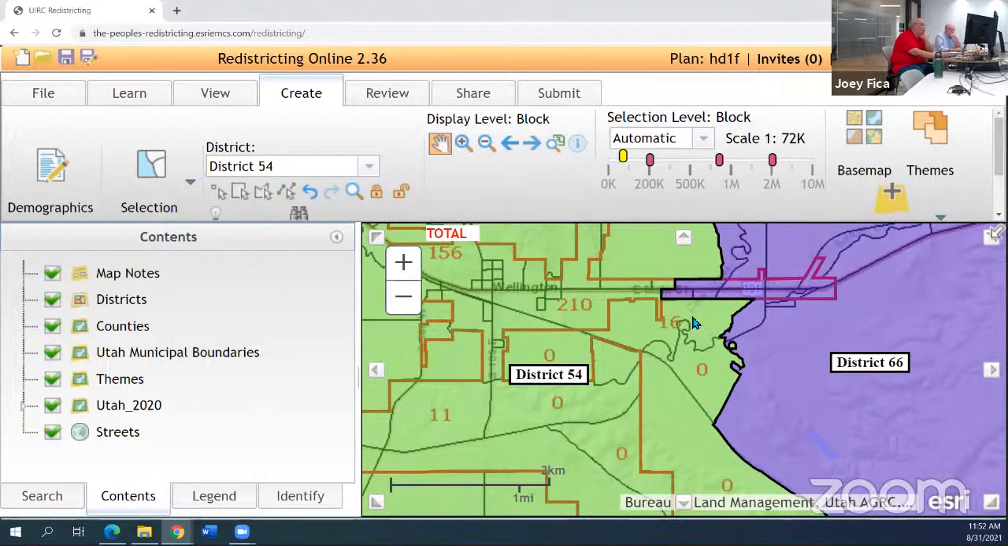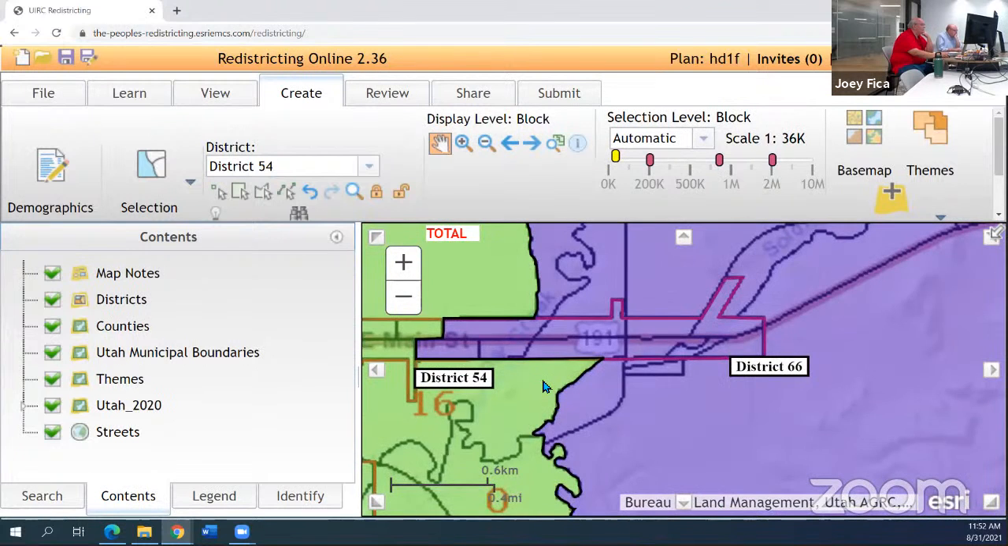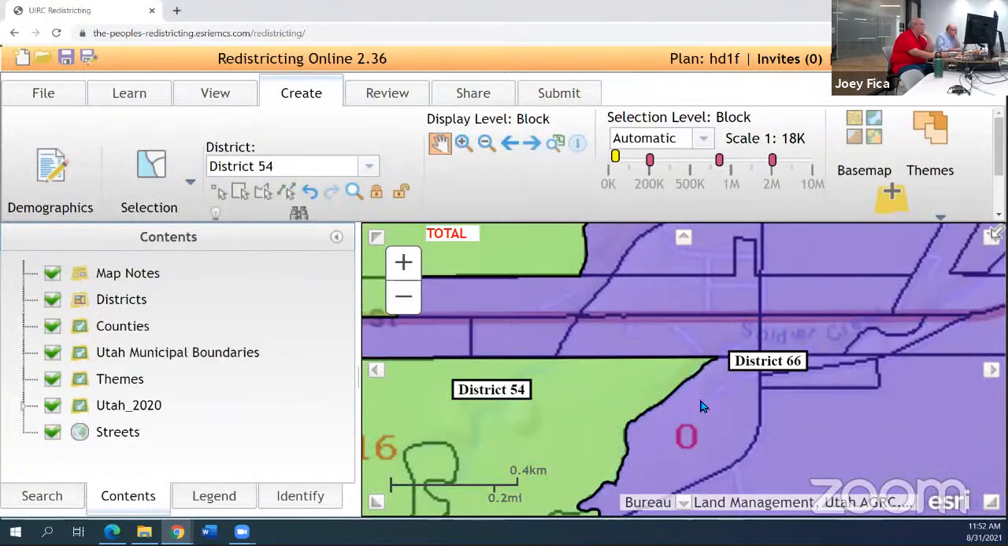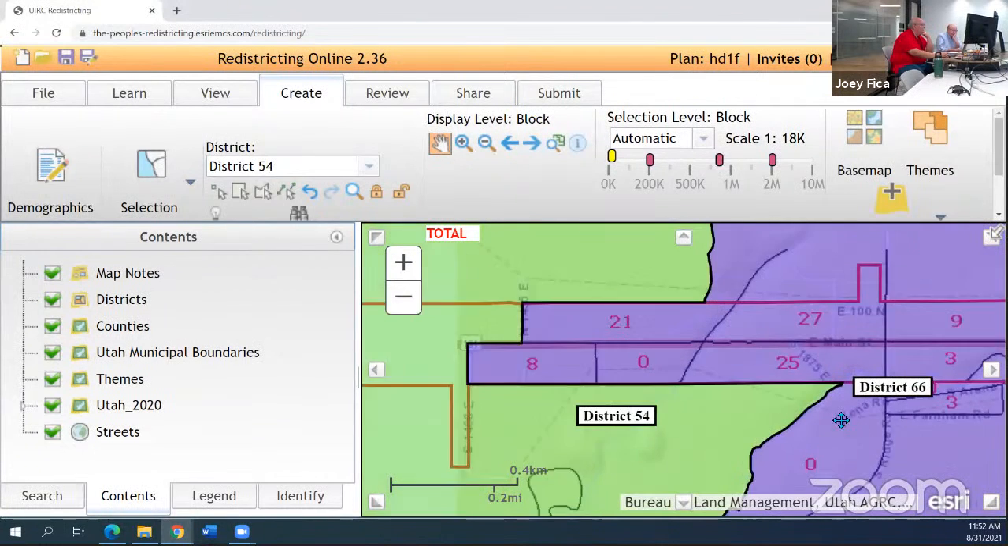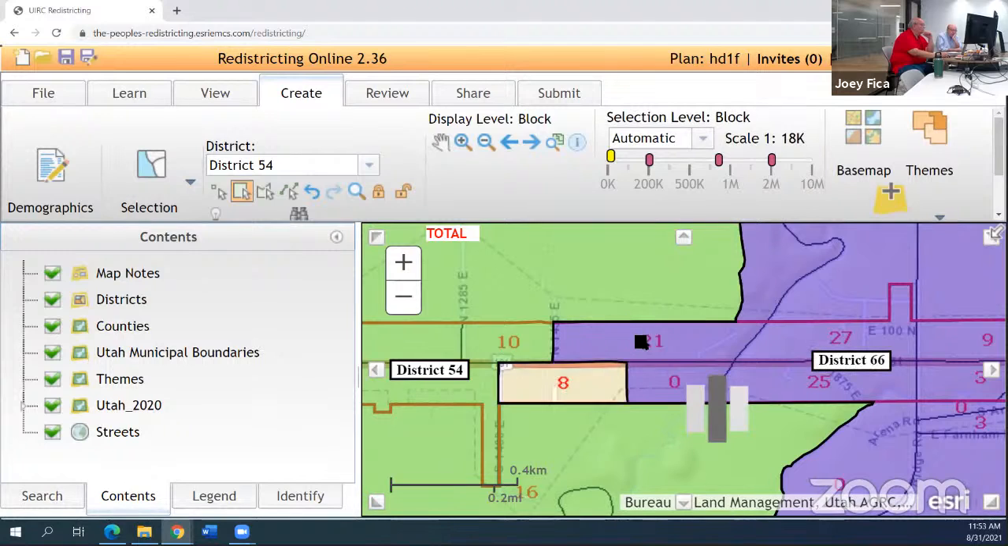Or we're trying to put it into 54. We're trying to take out of 66. 54. Got to get some. 66 needs to lose some. We got that 8 and 21. And that zero.